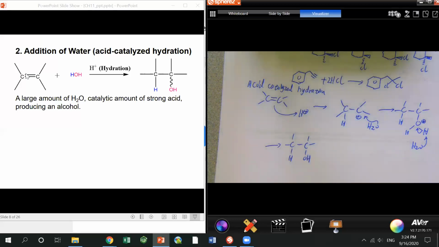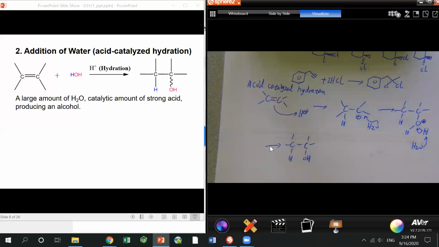So you can see for the overall process, you lose one proton at the very beginning from the acid, and then eventually you gain one proton back. That's why the acid is a catalyst. It is recycled.